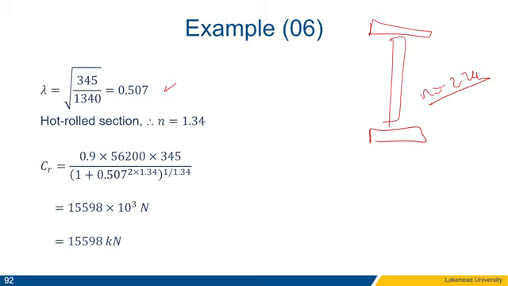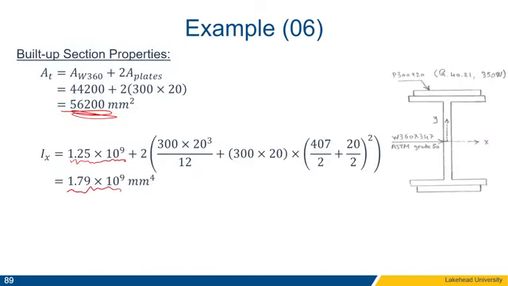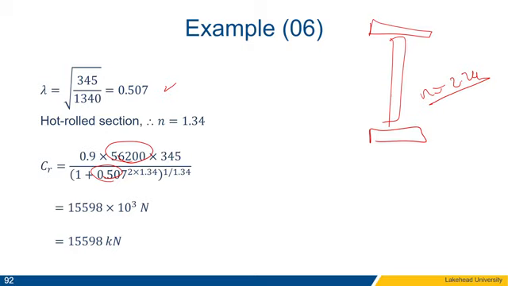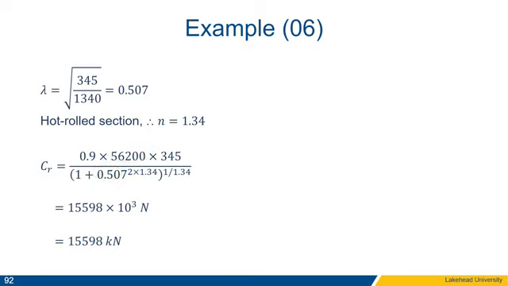Then we will just use the lambda. We have the area of the built-up section that we evaluated over here. And everything else is just very clear. Someone can ask me, why did we use the F yield of the I-beam, which is the hot rolled section, not for the plates?